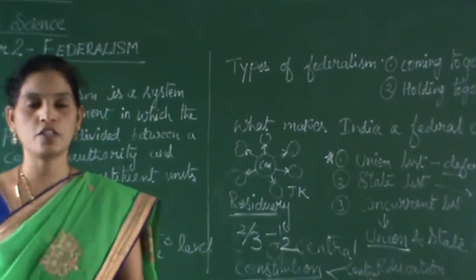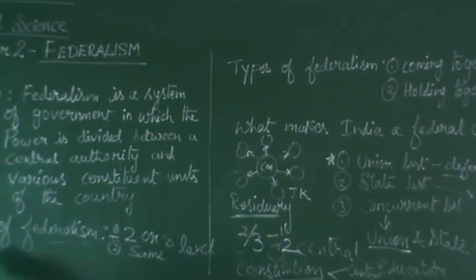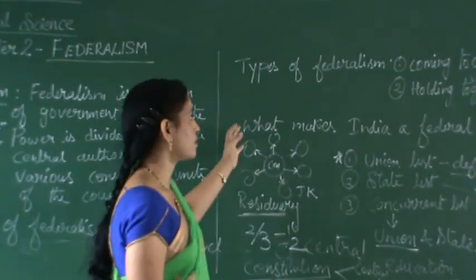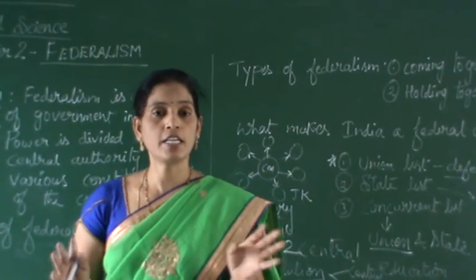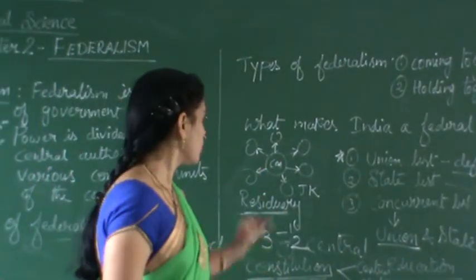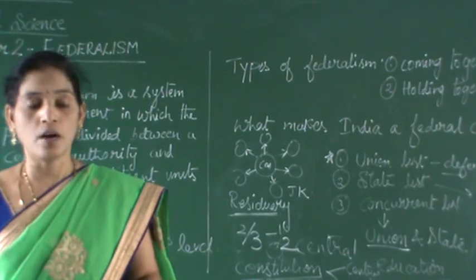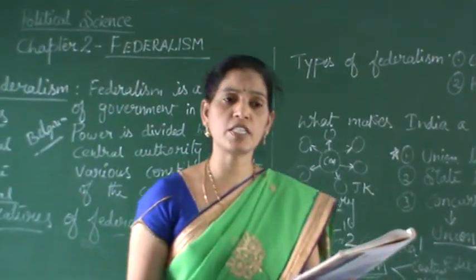Hope you understood this, children. What is federalism? What are its features? What are the different types of federalism? And what is making India a federal country by dividing its powers very clearly into three lists? You also understood how these powers are distributed.